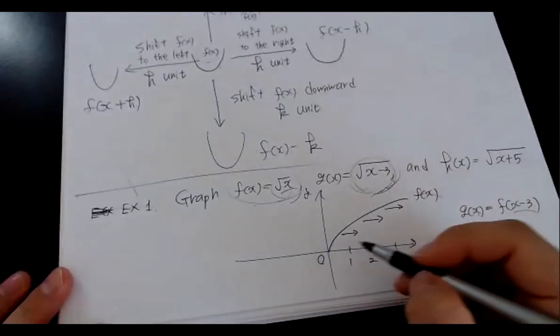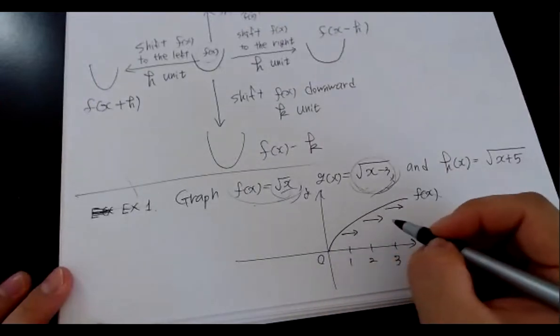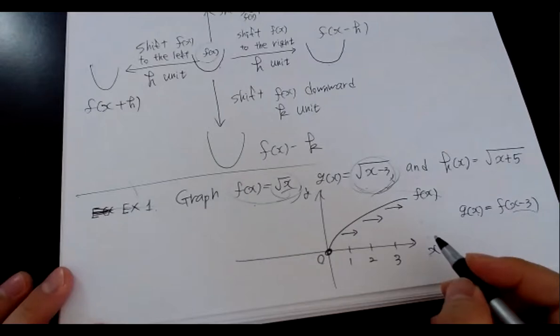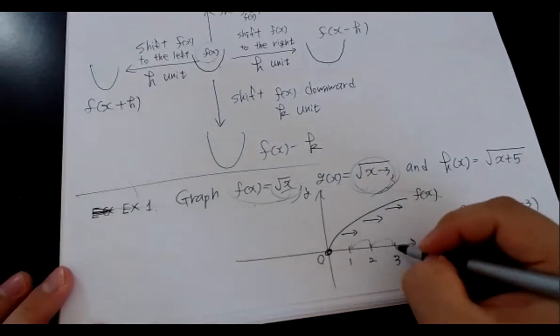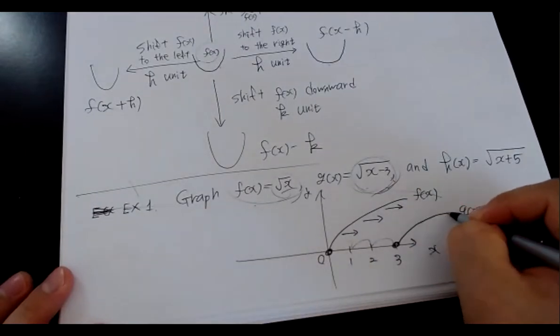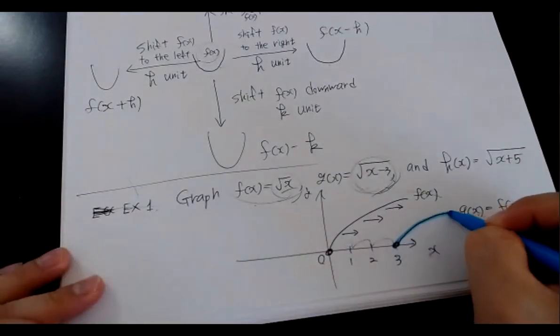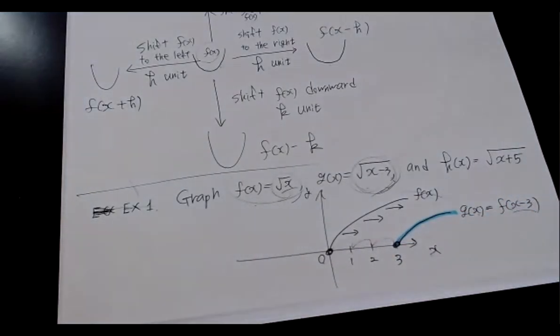So moving the graph 3 units means that point also must be moved to the right 3 units, right? So 1, 2, 3 right here. Then the graph looks like this. All right, so this is the graph of g of x, or we can say this is the graph of f of x minus 3, because g of x is nothing but f of x minus 3, right?